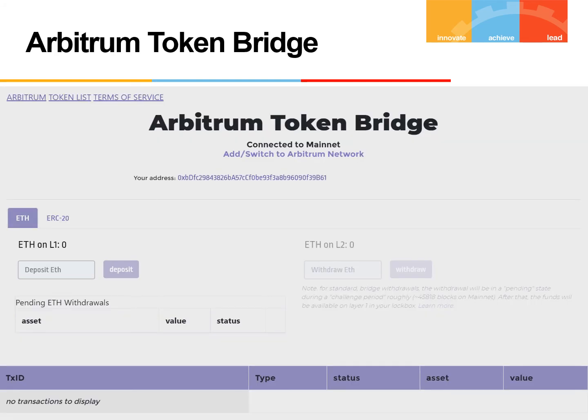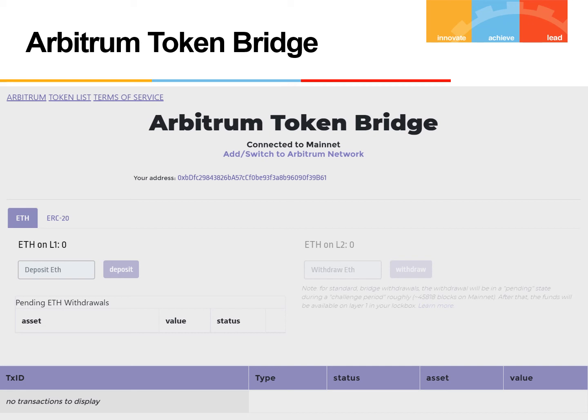Now let us discuss what an Arbitrum token bridge is. The Arbitrum token bridge allows users to migrate ETH and ERC20 Ethereum tokens over for use on the Arbitrum One network, which uses the Arbitrum method. The process works like so.